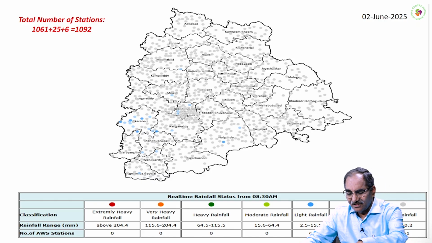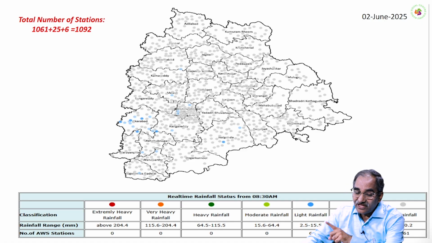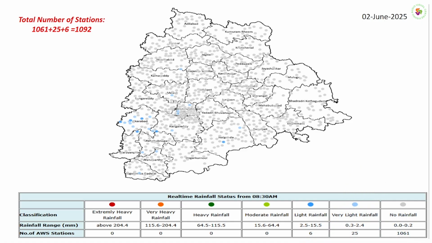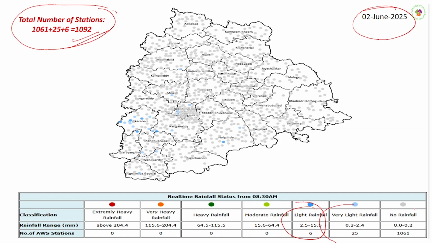If you see, the classification is only related to one particular day, that is 2nd June. So how many total automatic weather stations are there? 1092. That is the number of weather stations from where the recording has taken place. How can I know that? Light rainfall is 6, very light rainfall 25, no rainfall is 1061. 1061 plus 25 plus 6 is 1092. So these are the number of rain gauges.